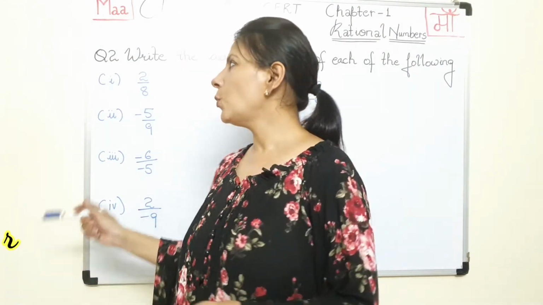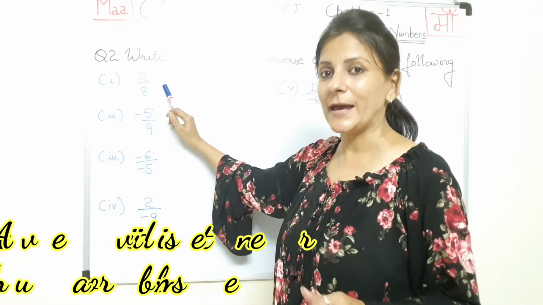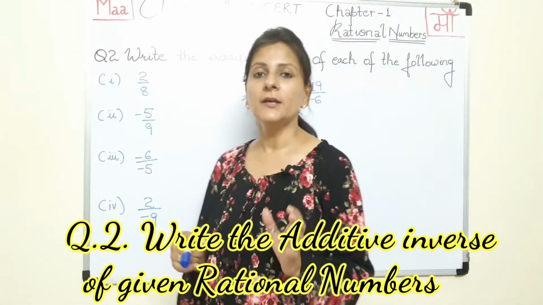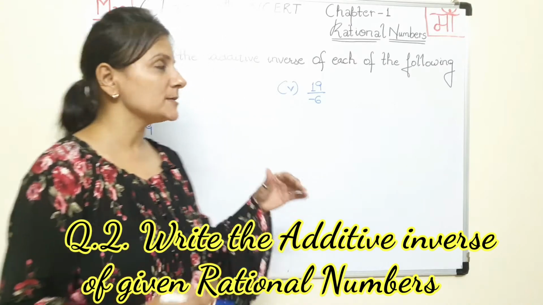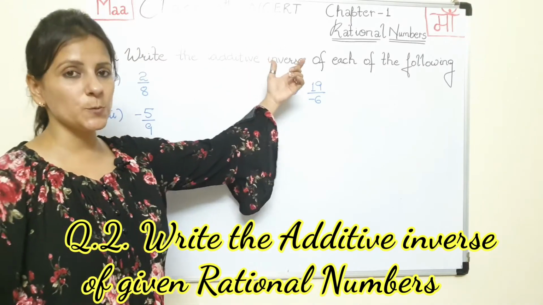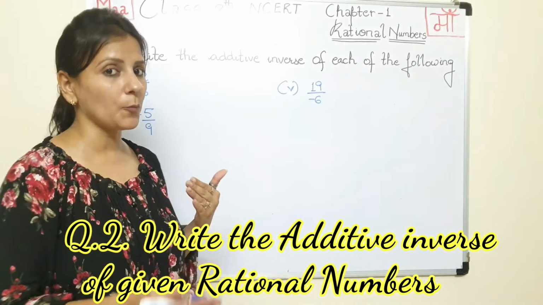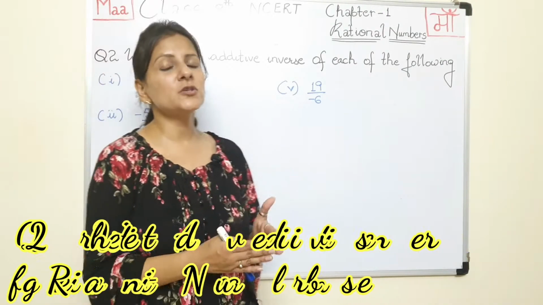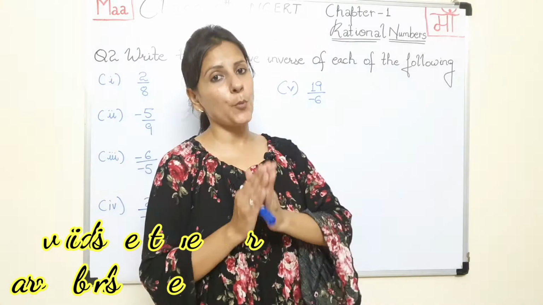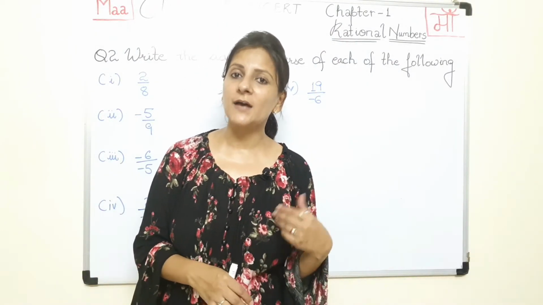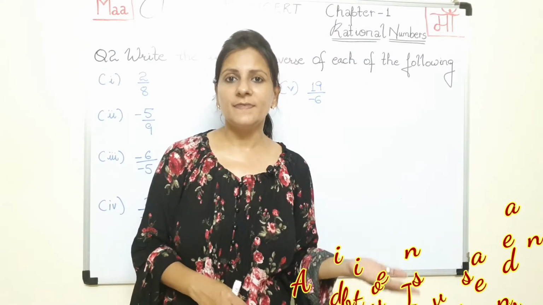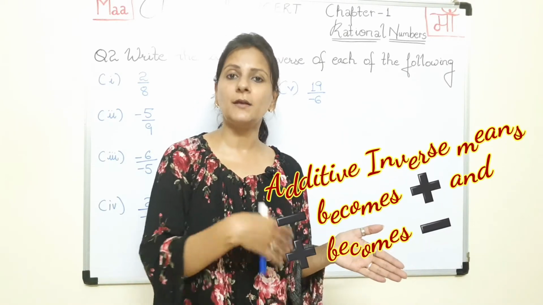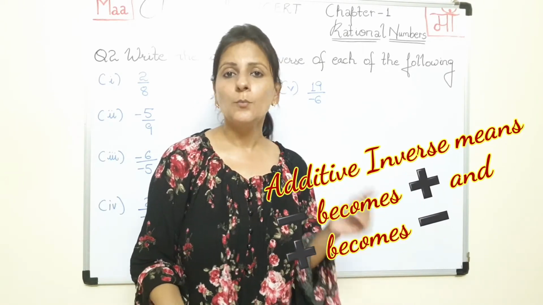Let us now move on to the second question: write the additive inverse of each of the following. Additive inverse is very simple. Inverse means opposite. Opposite of what? Opposite of sign. If the rational number is given in positive sign in the question, then in the answer it will become negative. And if it is given in negative sign in the question, then in the answer it will come in positive sign.